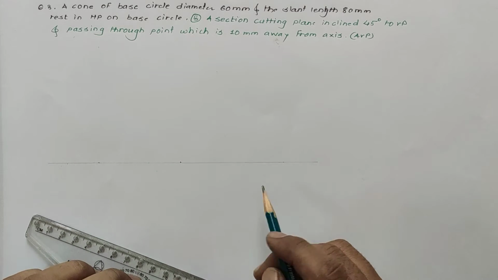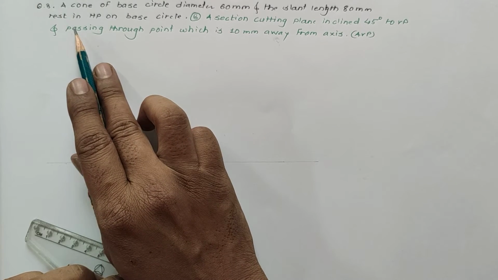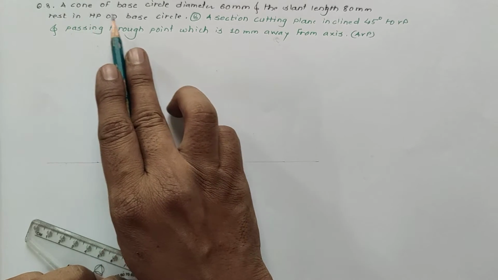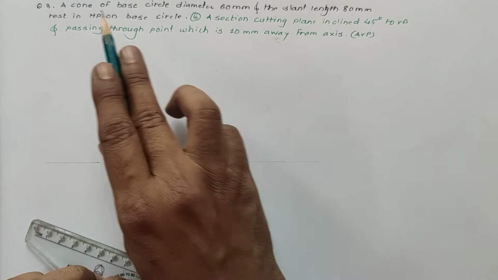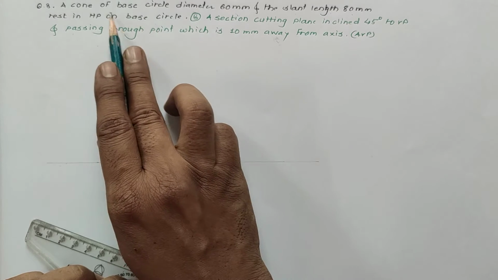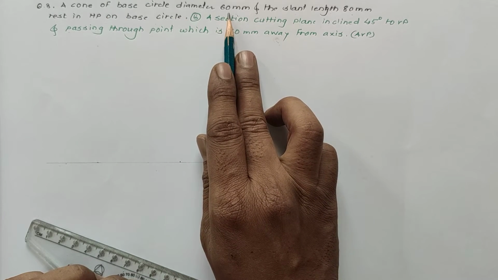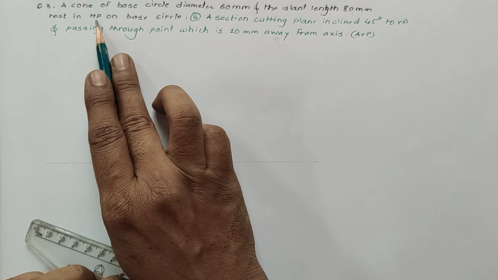Hello students, this is the next problem of the section of solid and development. See the problem: a cone of base circle diameter 60 mm and slant length 80 mm rests on HP on its base circle. So the cone base diameter is given 60 mm and slant length 80 mm, resting on HP.